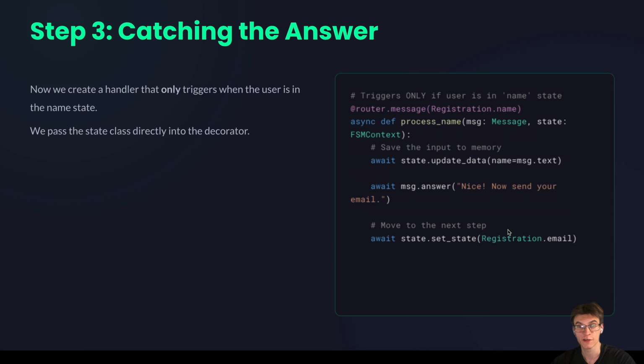Now that we have switched the user state, we implement a handler that only triggers when the user is in the name state, that will process the name that the user sends us. We can add additional checks or validation inside this handler, but for simplicity, I omitted this part here. As you can see, the state is being updated by the data coming from the user message text. Then we're responding with "Nice, I sent you an email," and moving to the next step. We're basically setting the next step of the user registration: email.